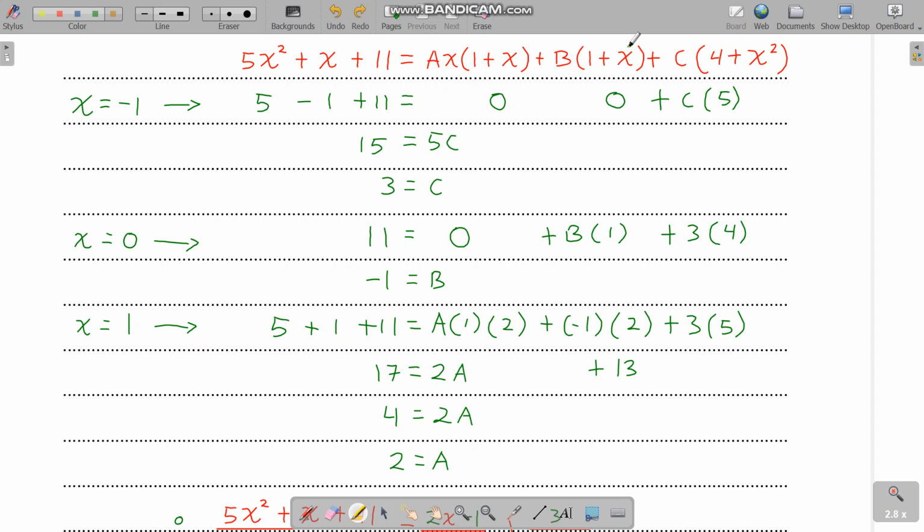So we have only 0 plus 0 plus, if you plug in minus 1, we get 1. 1 plus 4 is 5. So we have 5c on the right. So 5c equals, from here we get 15. So c is 3.